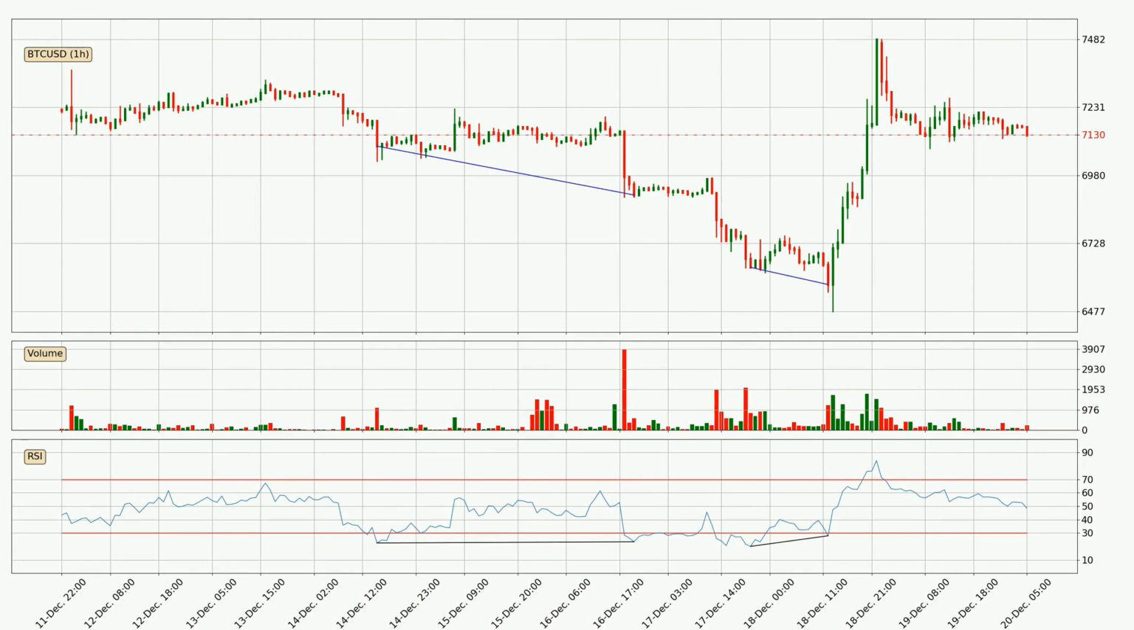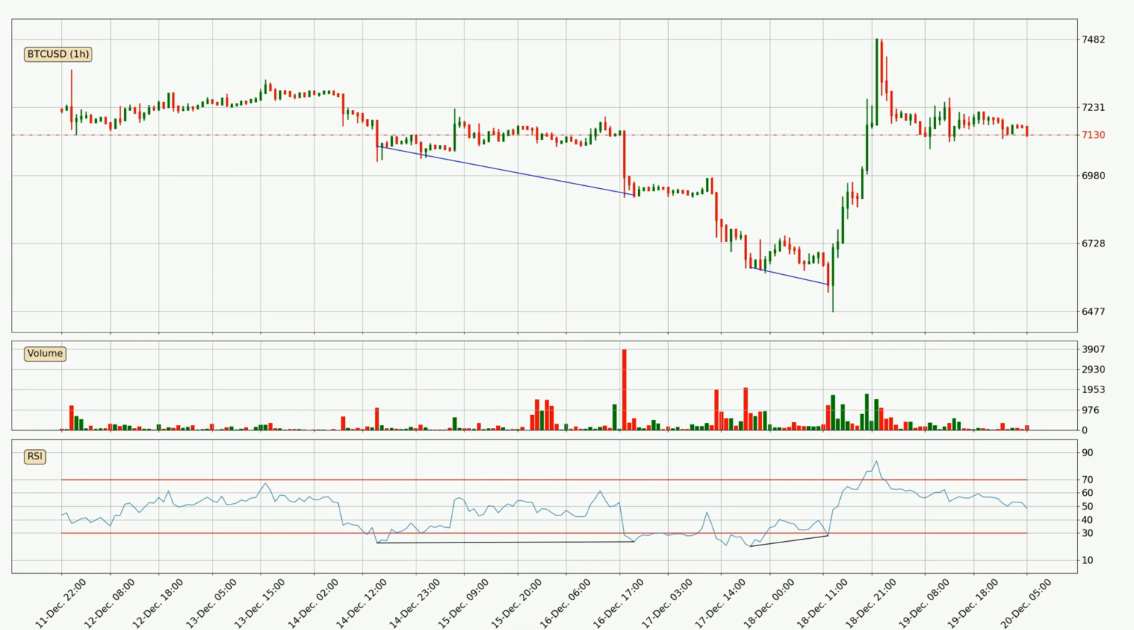Jumping to the divergences, there are 2 types of divergences: bearish or negative divergence and bullish or positive divergence. Bearish divergence is when the price is making a higher high while at the same time the indicator is making a lower high. This shows that the buyers are exhausted and a trend change could be expected soon. The same logic applies to the bullish divergence, where the price makes a lower low, but the indicator is making a higher low, showing that the sellers are exhausted.